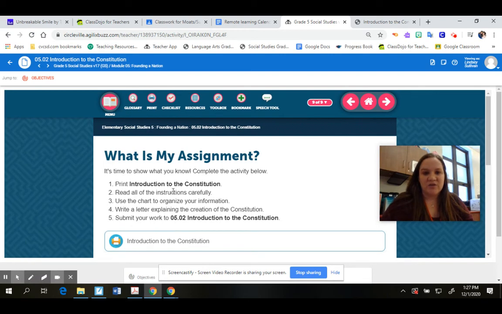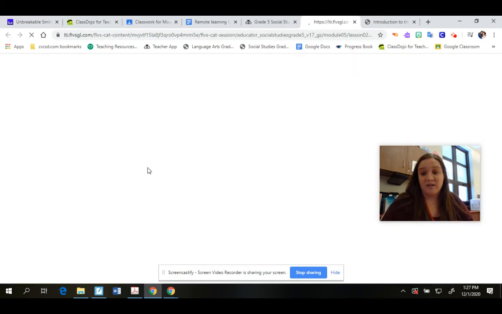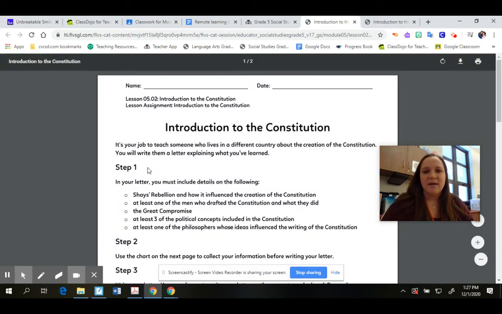It says read all the instructions, use the chart, then write the letter and then submit it. We couldn't figure out what the chart was. As I clicked on the introduction, which is like the instructions, and some of you may have already discovered this, it tells you what to do for your letter.